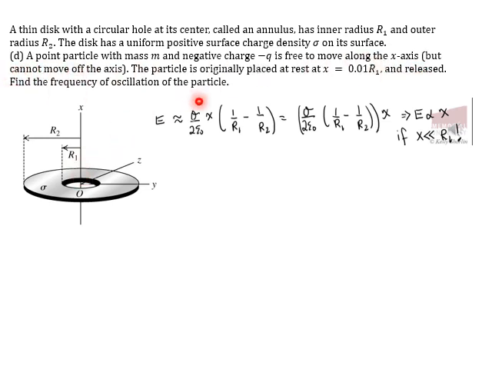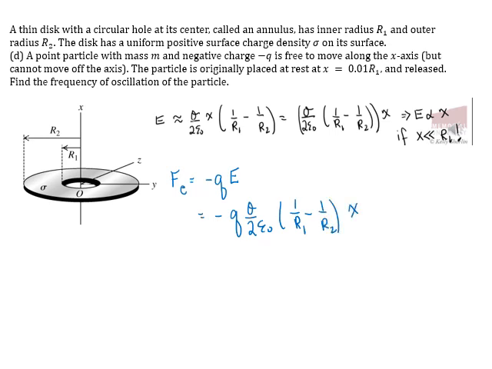Now the question is a bit loaded. Find the frequency of oscillation of the particle. So first of all, frequency of oscillation. Why does this oscillate? Does that make sense? So let's think about what's going on here. The electric force on the particle is equal to the charge of the particle, minus q, times the electric field. So the force on the particle is minus q times sigma over 2 epsilon naught times 1 over r1 subtract 1 over r2 times x.